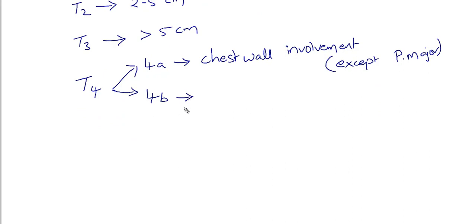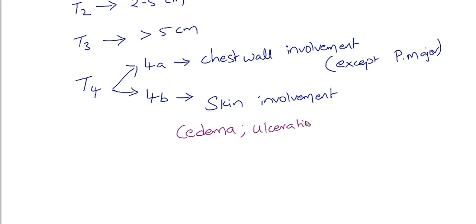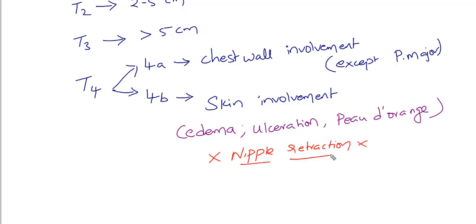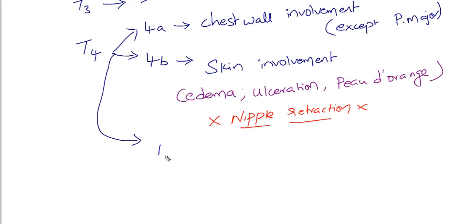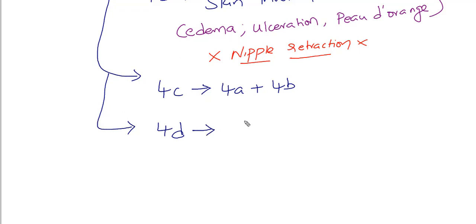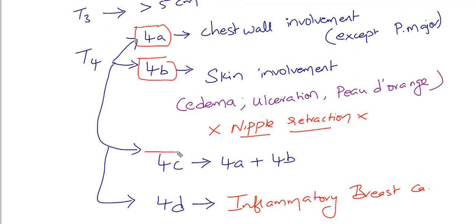In 4B, skin involvement like edema, ulceration and peau d'orange appearance of the skin comes under 4B. Chest wall involvement and skin involvement, there is no nipple retraction, does not come under 4B. 4C is the combined features of 4A and 4B, both chest wall and skin involved. And this is the most important thing: inflammatory breast carcinoma comes under 4D. This is checked in our exams many times. And these are the 4 types of T4.